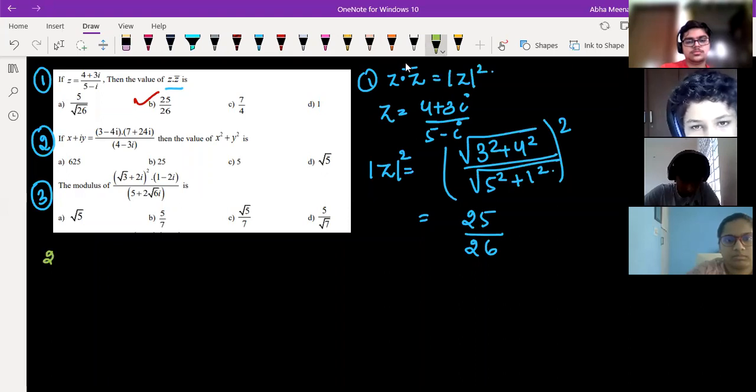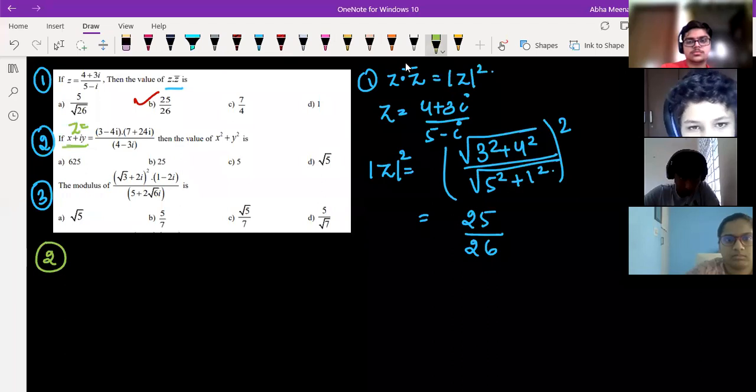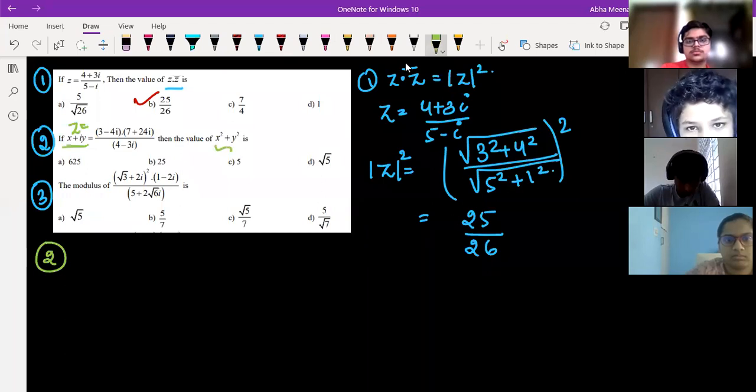but again a two-step answer. X plus iy is given to you. Let this X plus iy be Z. You are asked the value of what? X square plus Y square. This is the value you need. And what is X square plus Y square, children?